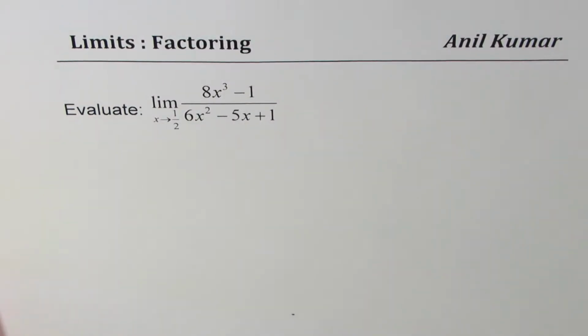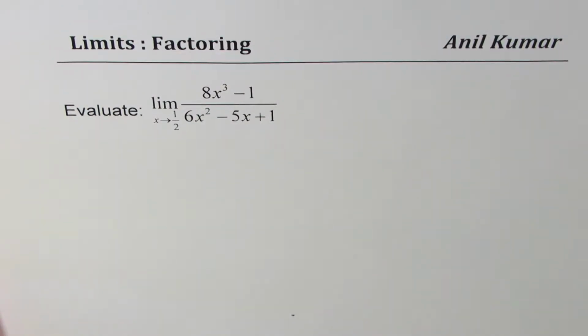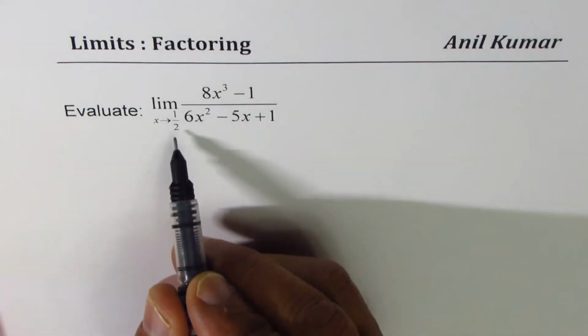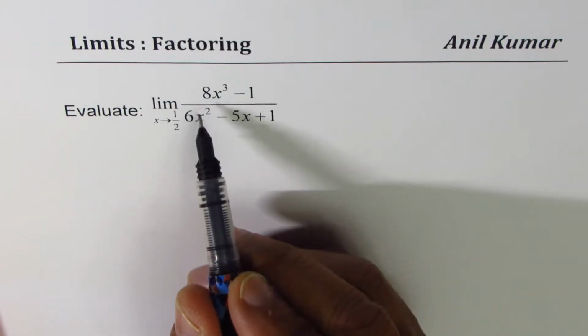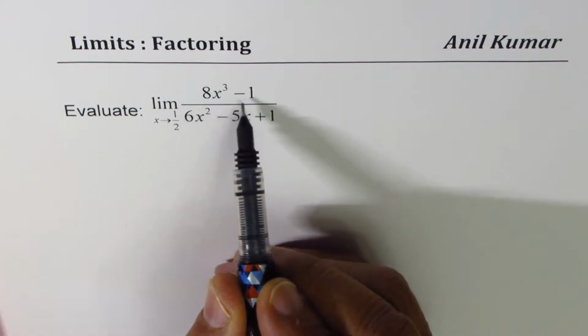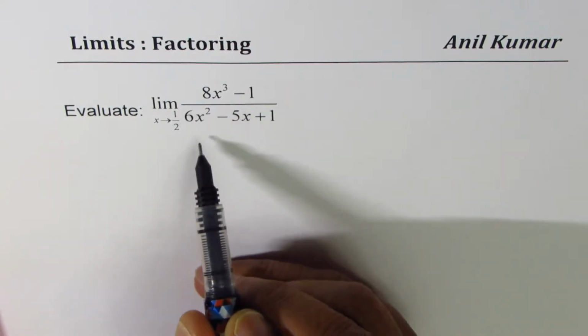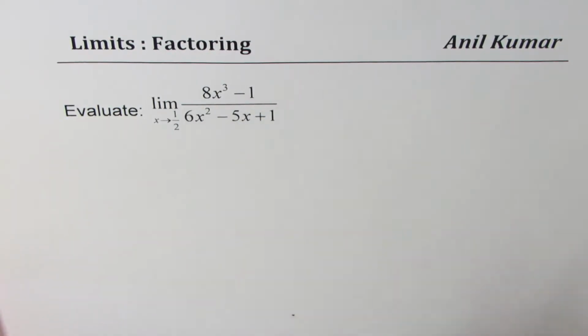I'm Anil Kumar, and in this video we'll explore the factoring technique to find limits. The question here is to evaluate the limit when x approaches half for the function 8x cubed minus 1 divided by 6x squared minus 5x plus 1.